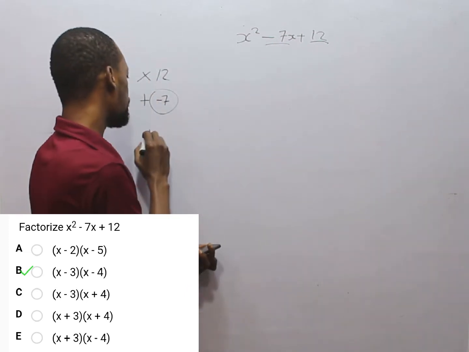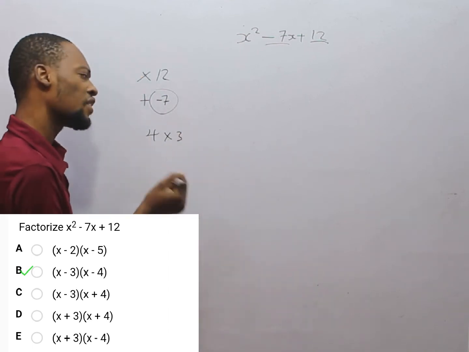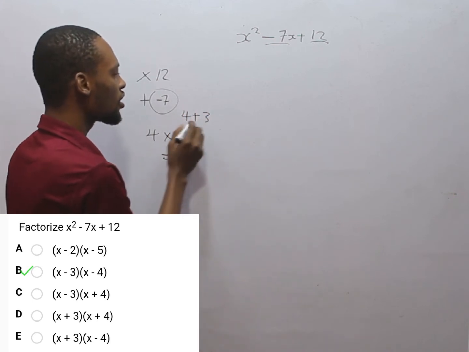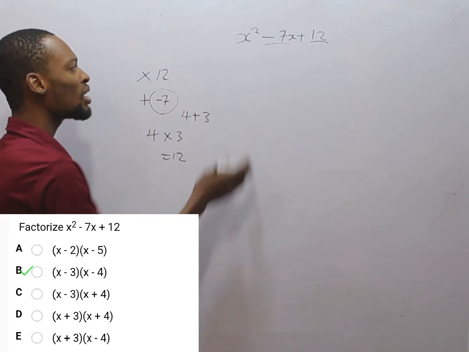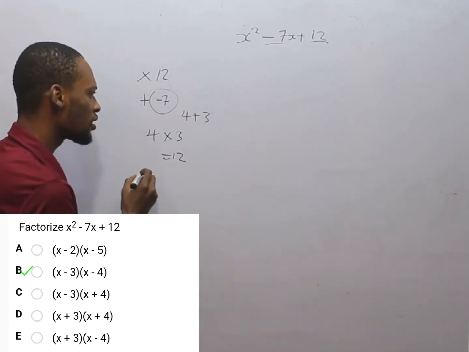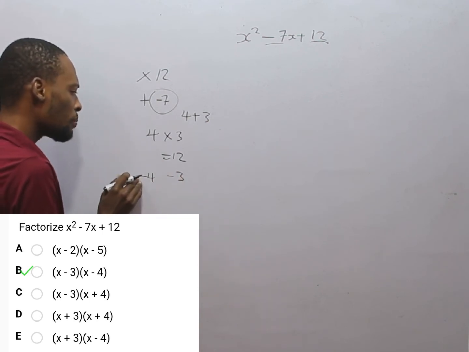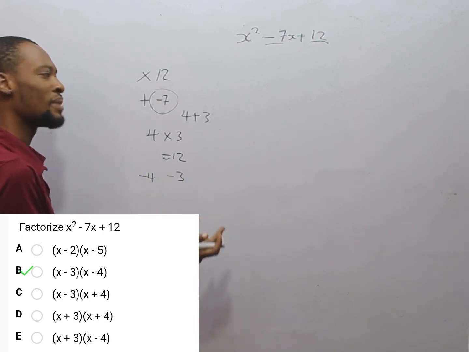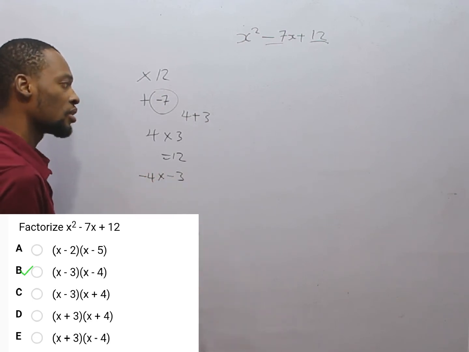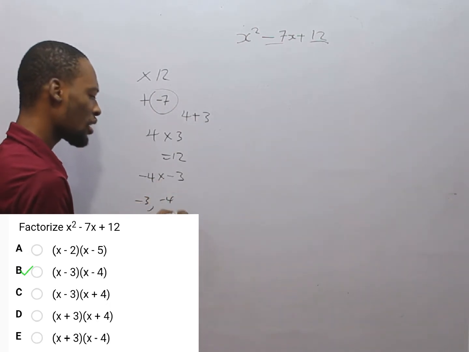For example, 4 and 3. What is 4 times 3? 4 times 3 is equal to 12. How about 4 plus 3? 4 plus 3 is 7. But we are looking for the one that will give us minus 7, because this is minus 7 here. You simply say, let's try minus 4 and minus 3. Minus 4 minus 3 is minus 7, and minus 4 times minus 3 is 12. So we can say minus 3 and minus 4 are the numbers.